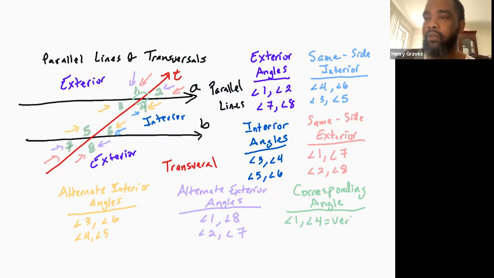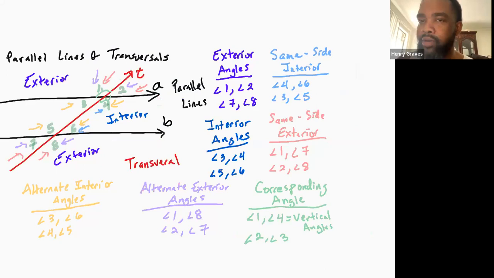Okay, so let me look at another one. Angle 2 and angle 3 are also corresponding angles. Unfortunately, I've run out of space a bit. So those are vertical angles, and angle 3 and 2, I'll skip over.